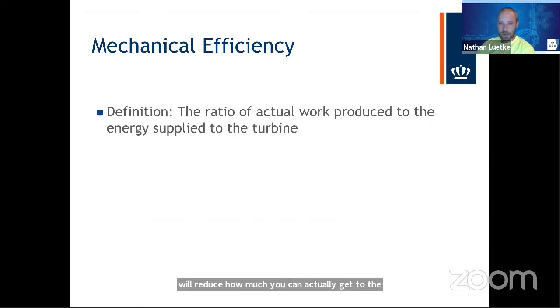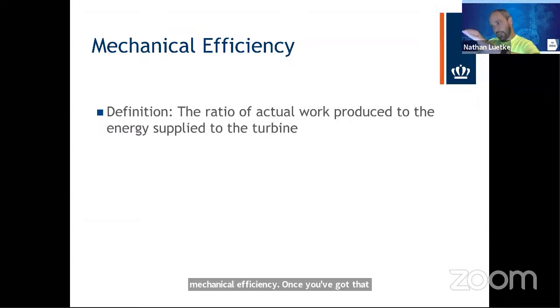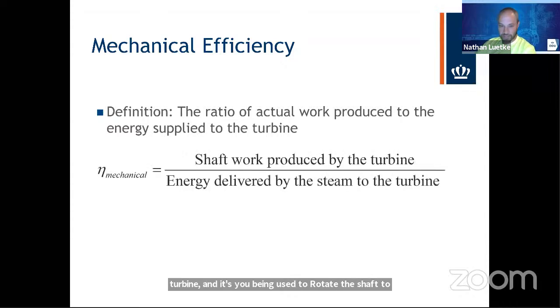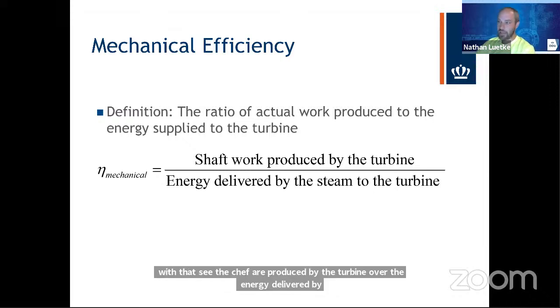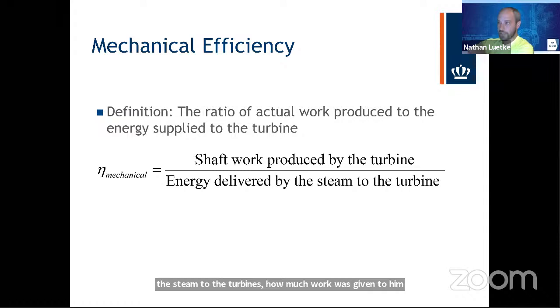Mechanical efficiency. Once you've got that steam in the turbine and it's being used to rotate the shaft to generate power, how efficiently can you rotate that shaft with that steam? So it's the shaft work produced by the turbine over the energy delivered by the steam to the turbine. How much energy was given to the turbine, and how much of that was actually able to rotate the shaft.